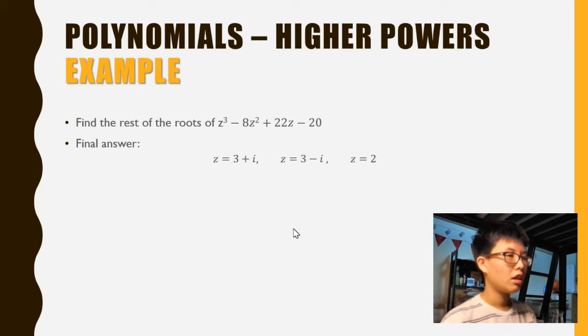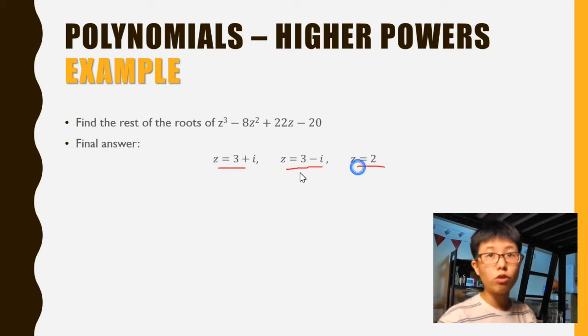So hence we have our final answer, which is 3 roots. It's a cubic equation, so we should have 3 roots, and the roots are z equals 3 plus i, z equals 3 minus i, and z equals 2. And note that the two complex numbers are conjugates of each other.